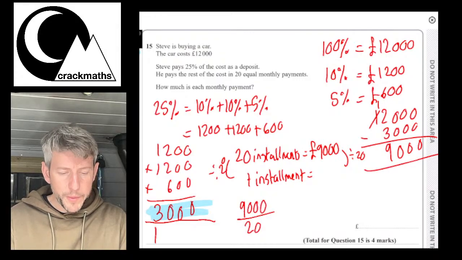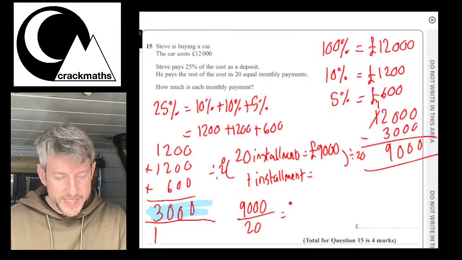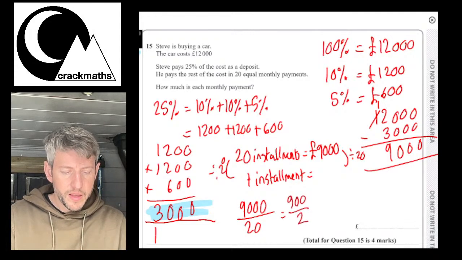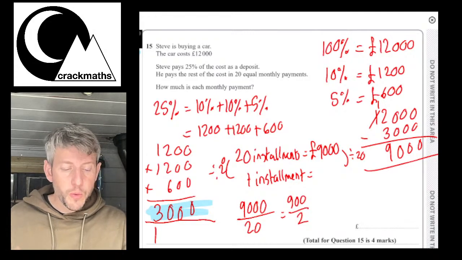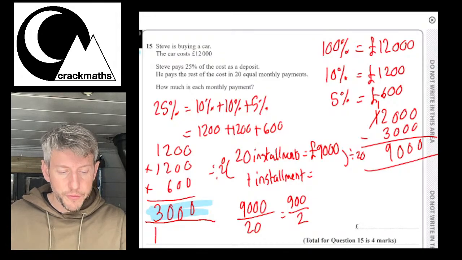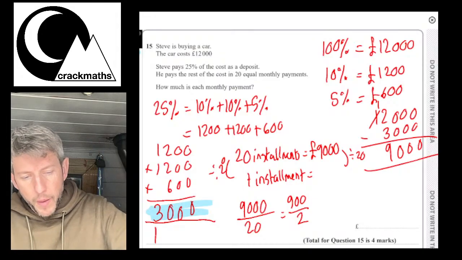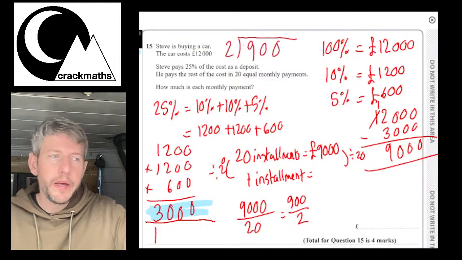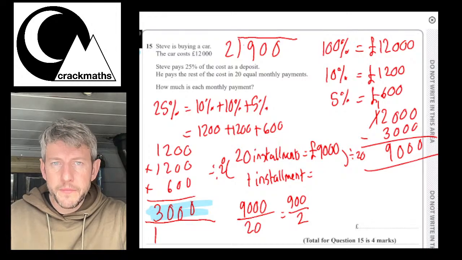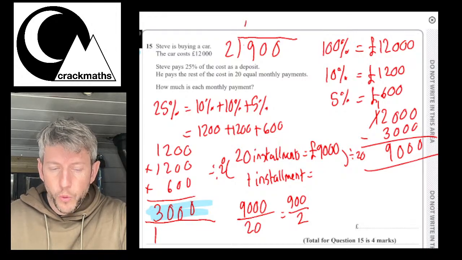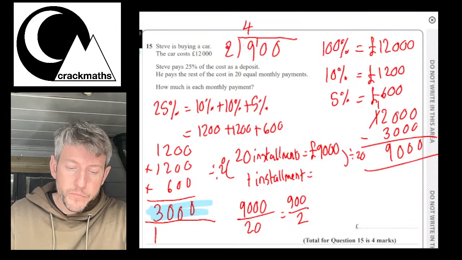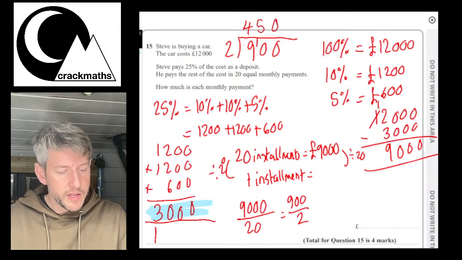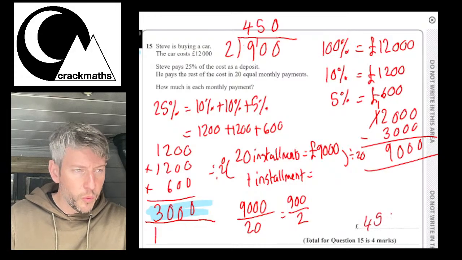First of all, I'm going to divide both these numbers by 10. So this becomes 900 over 2. Well, 900 over 2, that's half of 900. But I'm just going to use the bus stop method to do that. So I put a 2 here. 2's into 9 go 4 times with 1 left over. 2's into 10 go 5 times. And then I've got a 0 here. So each monthly instalment will be £450.